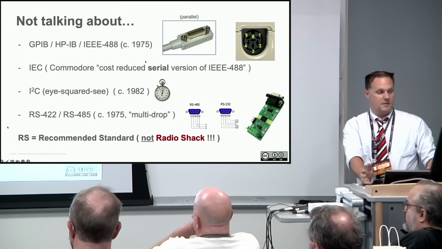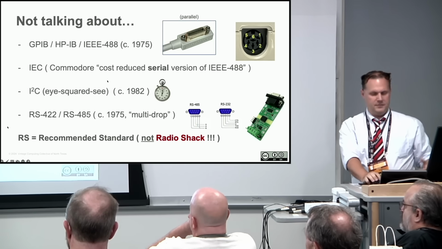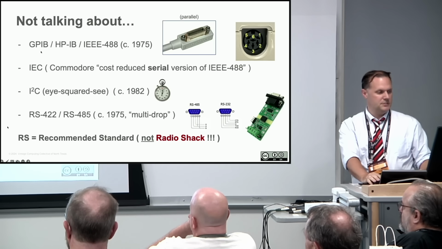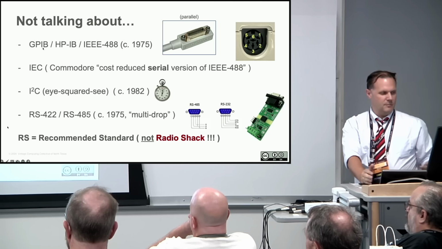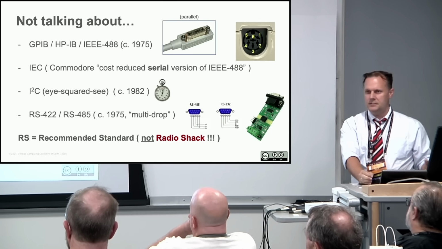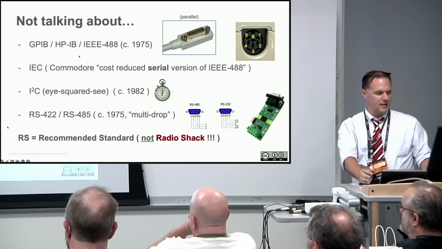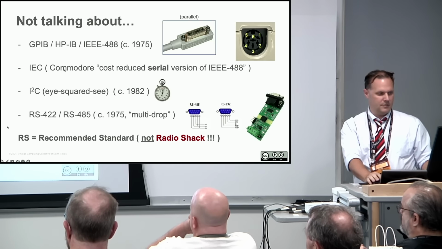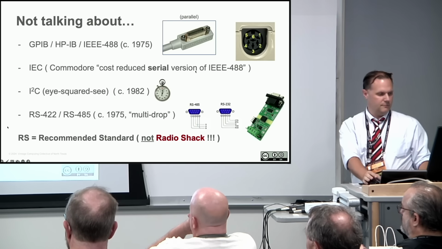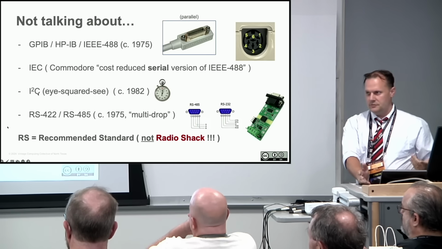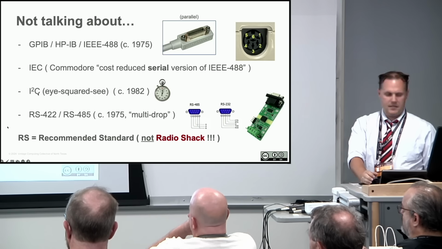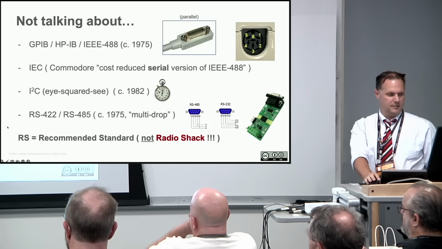And then I'm not talking about these guys. I'm aware of all these other ways to send information. There is GPIB, which was in the 1960s. It's almost as old as RS-232, but it is a parallel interface. Not talking about IEC on the Commodore, which is sort of a reduced version of the 488. I2C is still used today in a lot of microcontroller applications, but won't be covering that. It depends on a clock.